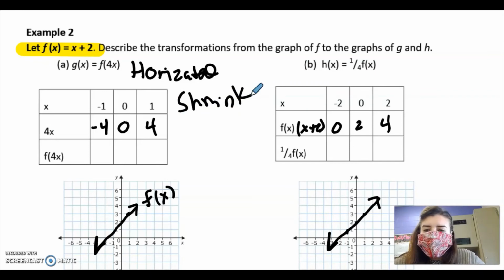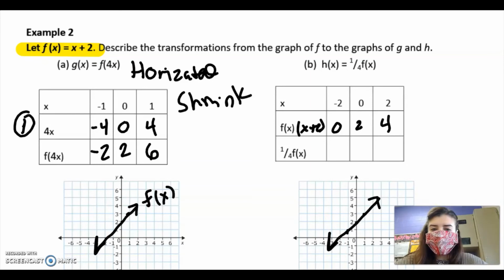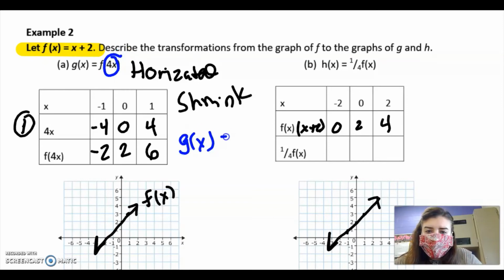And our first step's already done here. We multiplied by 4. Now we got to do our first step, plug it in. So -4 plus 2 is -2. 0 plus 2 is 2. 4 plus 2 is 6. Of course, our other option was going to be to take 4x and plug it in. So then we would have g of x equals 4x plus 2. And you can use the slope and the y-intercept to graph, or we can use our table here.